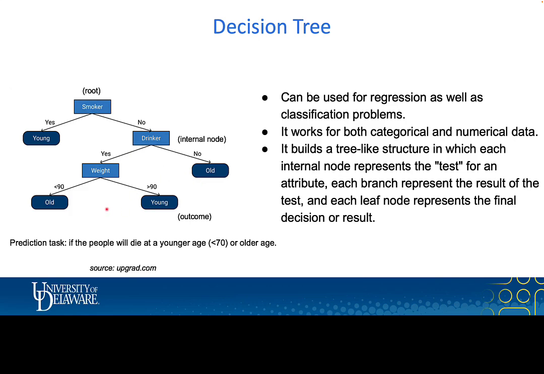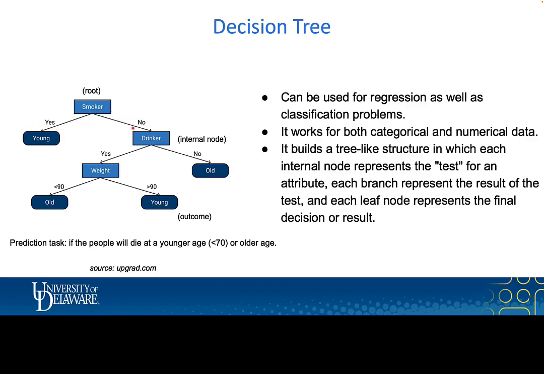So if we have an example here that we're trying to predict if people will die at a younger age or older age, assuming that younger is younger than 70, the characteristics like being a drinker, smoker, or overweight will act as a predictor value. Using this, we can consider age as a response variable, and this decision tree explains that if a person is a smoker, they will die young.